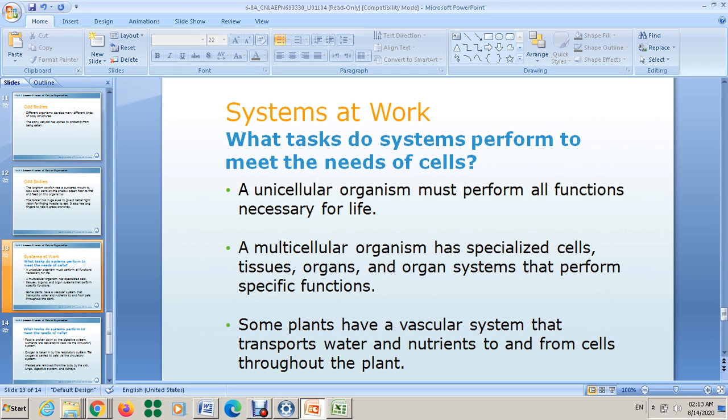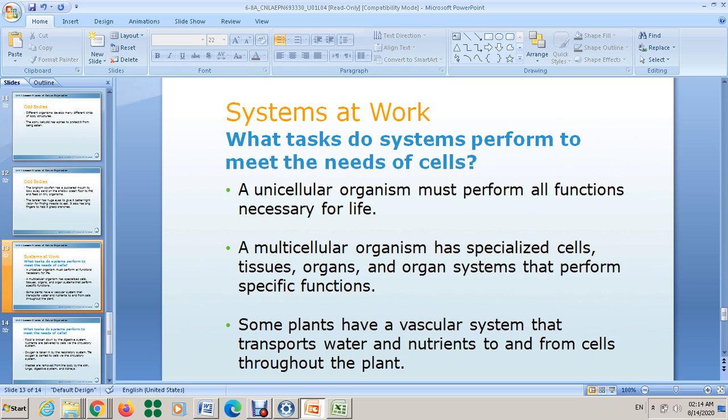Tissues, for example, we have muscle tissue. Organs, for example, we have the kidney, lungs, and brain. And organ systems, we have the digestive system, the skeletal system, the muscular system. These specialized cells, tissues, organs and organ systems perform specific functions. Each one of them has a specific function.